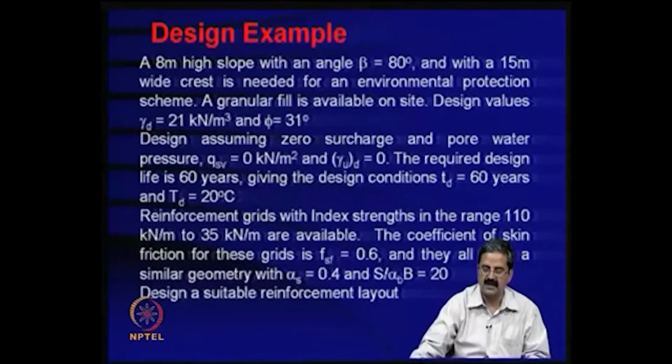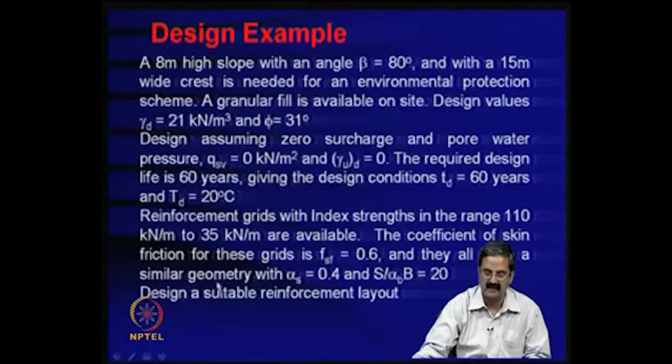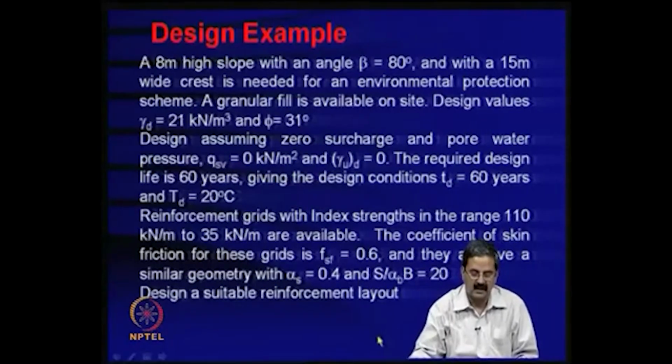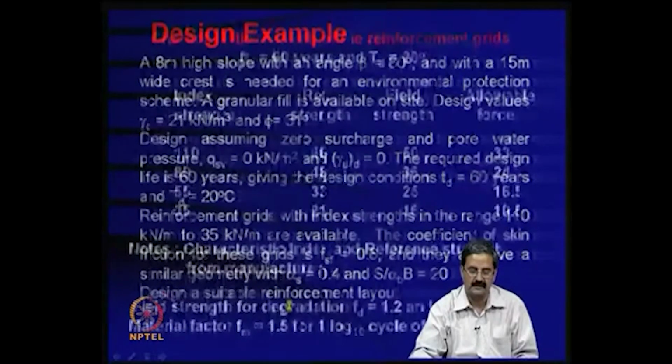Then as I just mentioned, the coefficient of skin friction for these geogrids is 0.6, and they will have a similar geometry with alpha s equal to 0.4 and s alpha b equal to 20. In fact, I need to mention that these are all required in the case of calculation of bond resistance, and the objective is to design a suitable reinforcement layout, right. You have some geogrids and all that materials, and there is some loading and everything is given. How do you come out with suitable reinforcement force is the question.